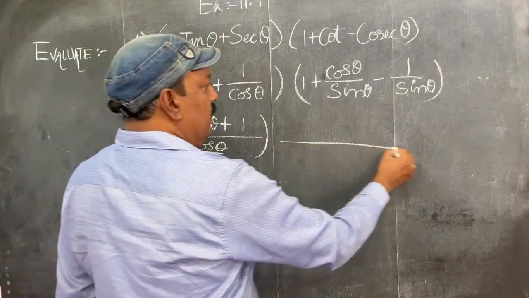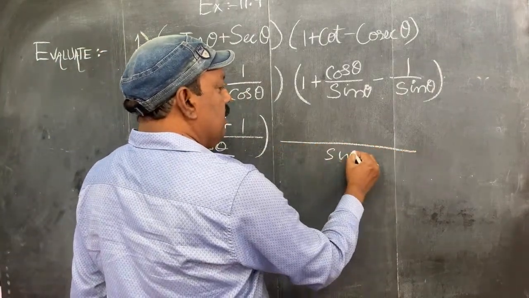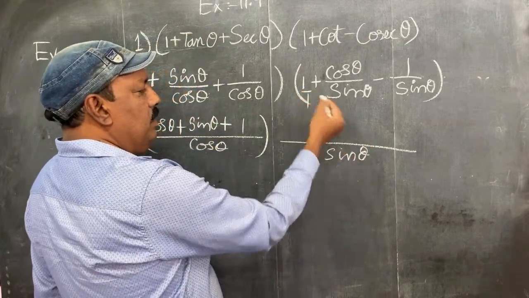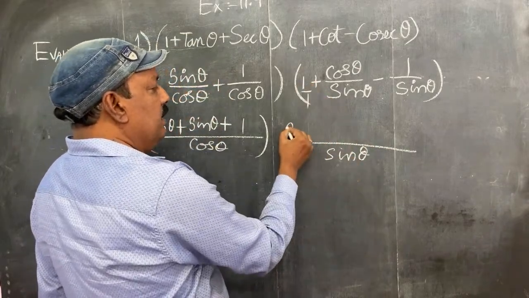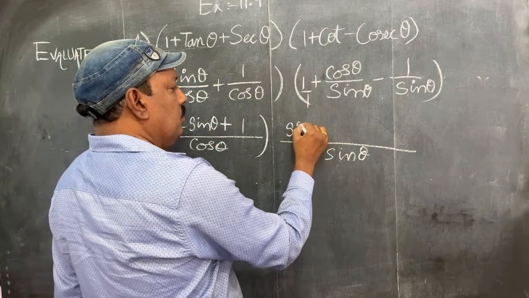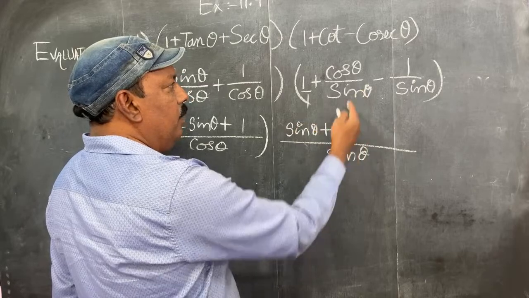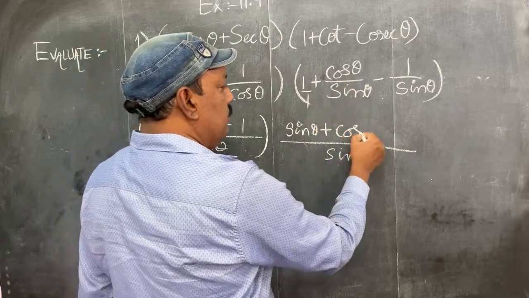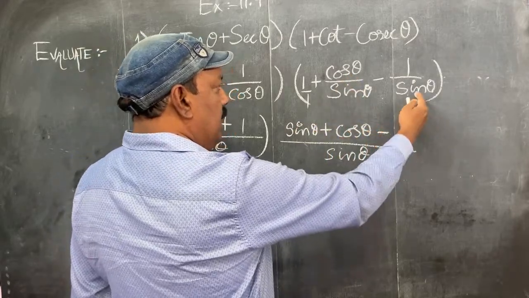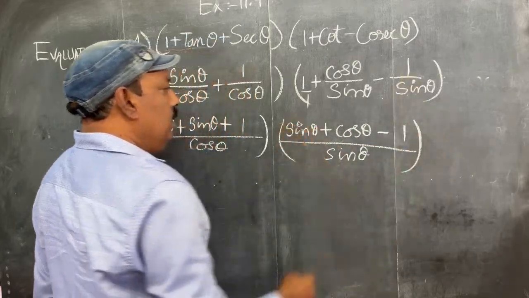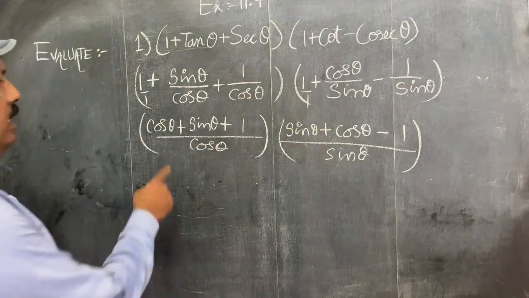And the same way we will take the LCM here. Sin theta is the LCM here. Here 1 by 1, sin theta by 1, sin theta. Sin theta into 1, sin theta. Plus sin theta by sin theta, 1 will come, 1 into cos theta. Minus sin theta by sin theta is 1, 1 into 1, 1. Now here, one interesting concept you have to take.